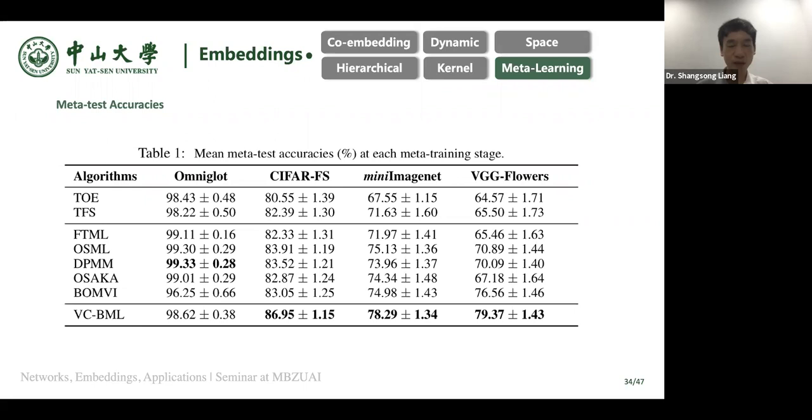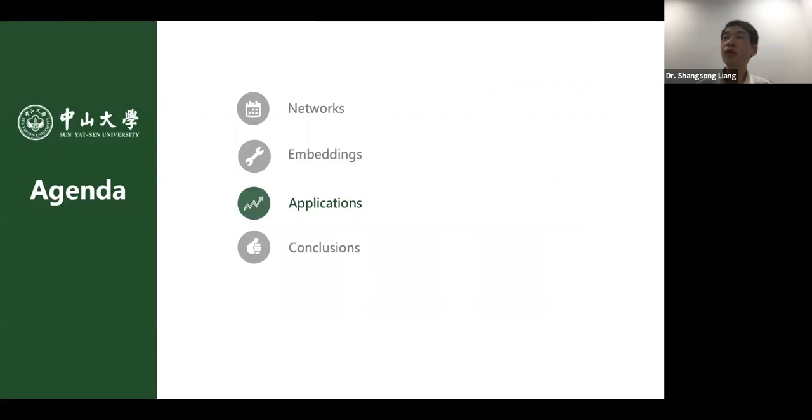As we can see, the last line in table one is our algorithm. And here you can see that in most cases, in most datasets, we have the best node classification performance. And just now we have talked about the embedding algorithms we propose in our lab.